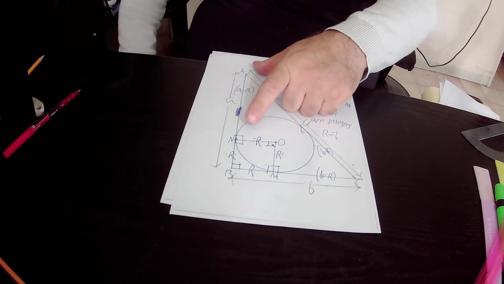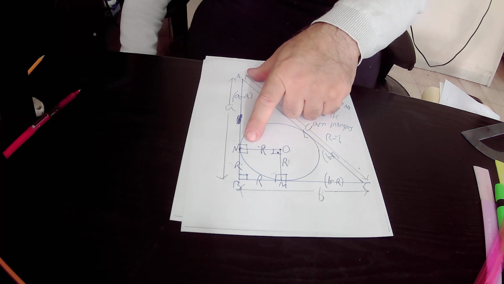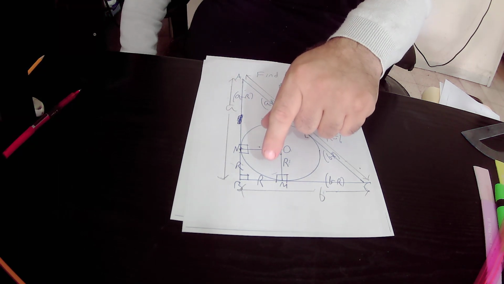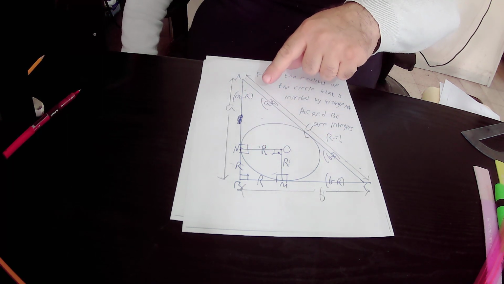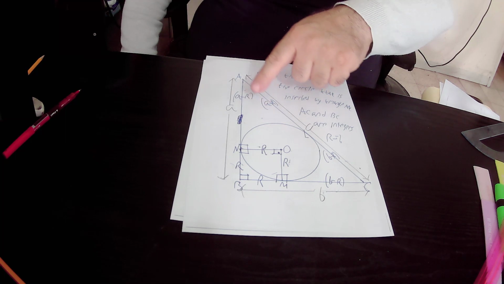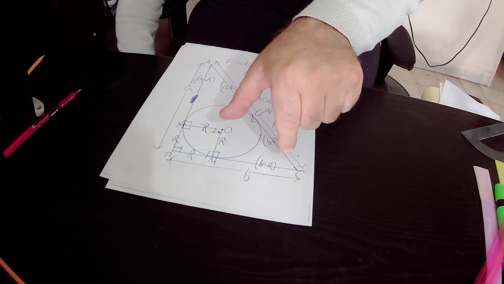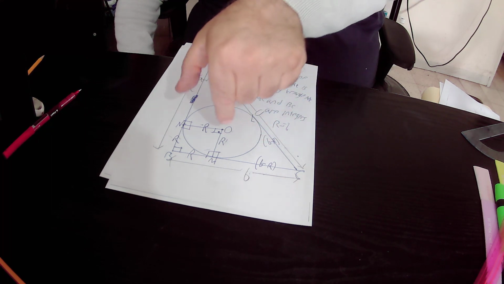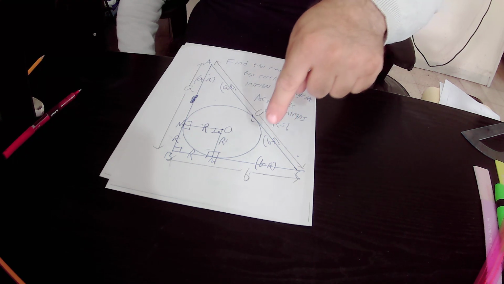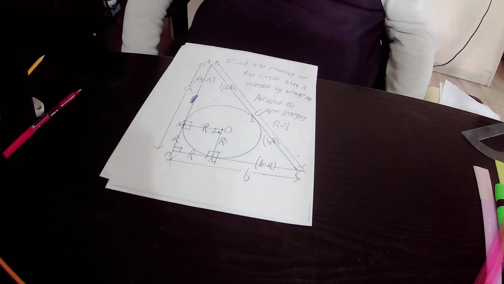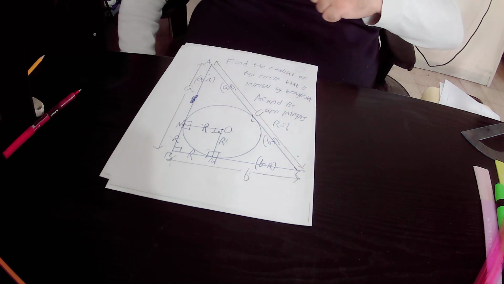We found out the length of line segment AN. From the drawing it is very easy to see that AN equals AB minus NB. AB is A, NB is R, so in conclusion, AN equals A minus R. Then we found the length of line segment MC. MC equals BC minus BM. BC is B and BM is R. So in conclusion, MC equals B minus R. So we found that MC equals B minus R and AN equals A minus R.